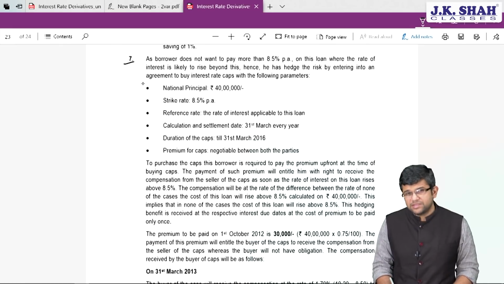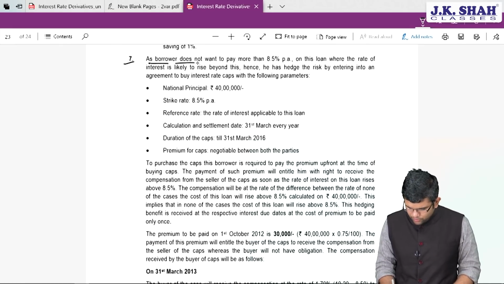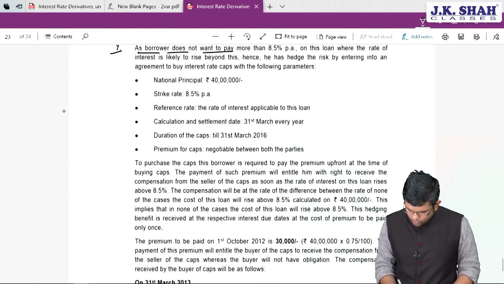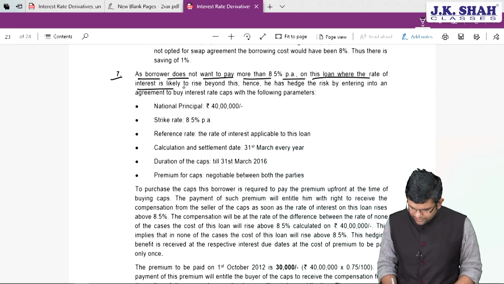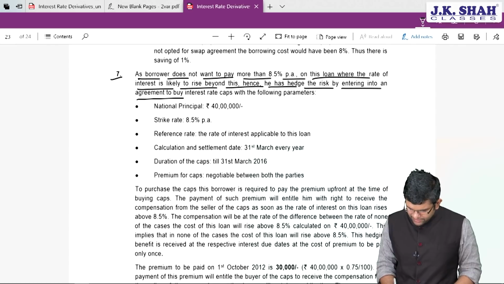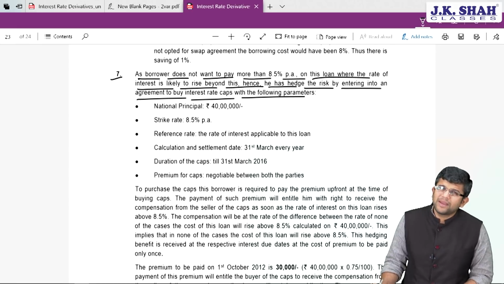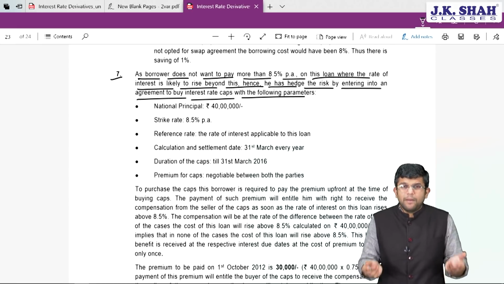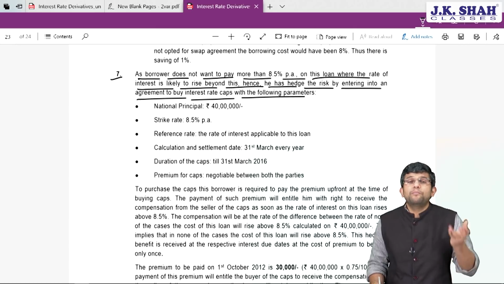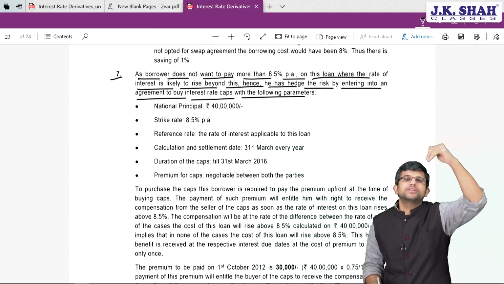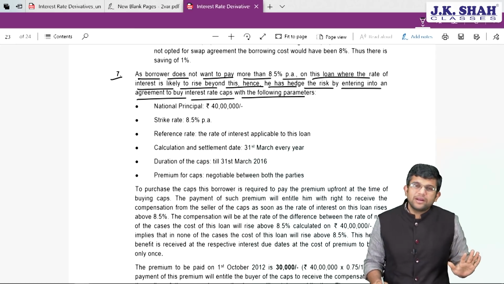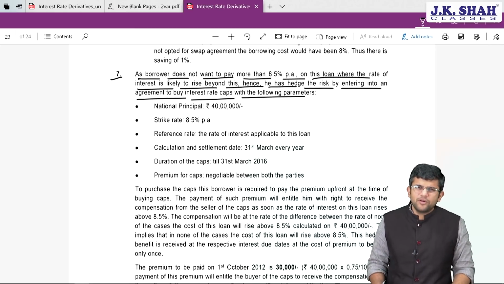Point number 1, this is the solution of ICAI. As the borrower does not want to pay more than 8.5% per annum on this loan, where the rate of interest is likely to rise beyond this, he has to hedge the risk by entering into an agreement to buy an interest rate cap with the following parameters. I hope you remember, a cap gives the holder or the buyer a right to pay interest at a fixed level. If the S1 crosses this K, then children, do you realize he will be in the money? Everybody following what I'm trying to say?